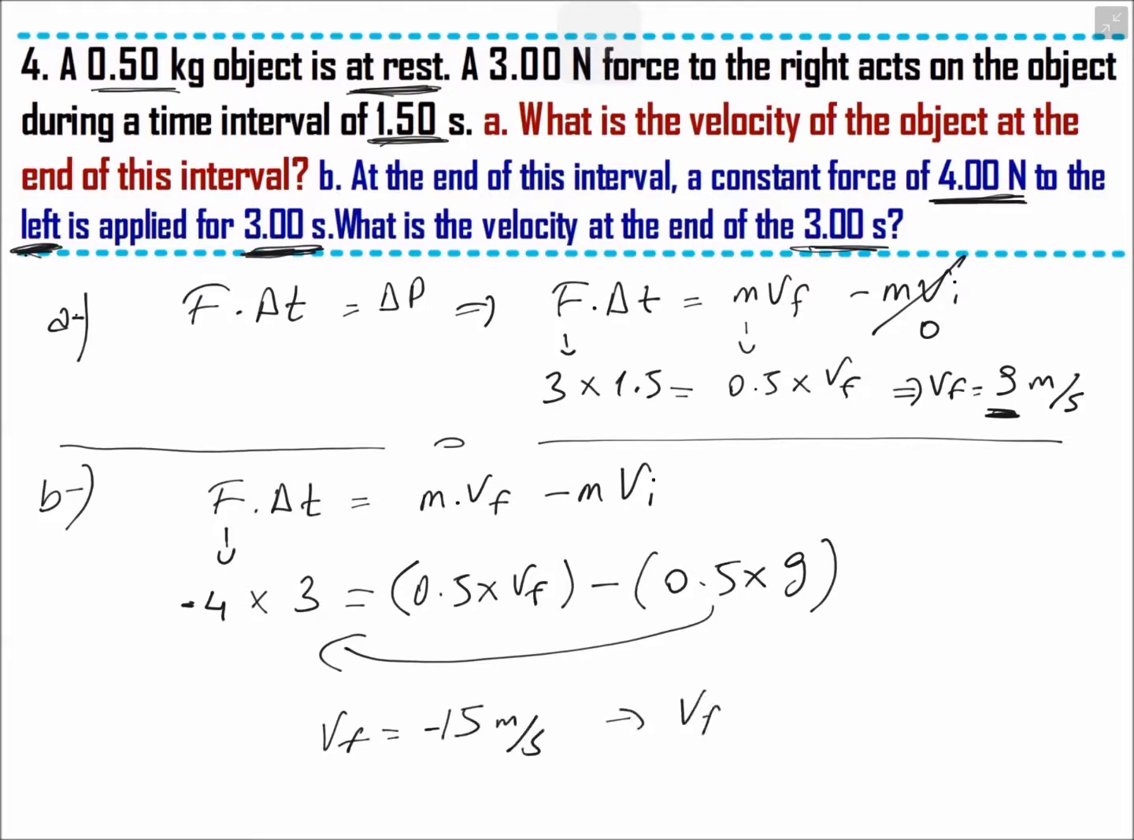It means v final is 15 meters per second to the left, because the result is negative.